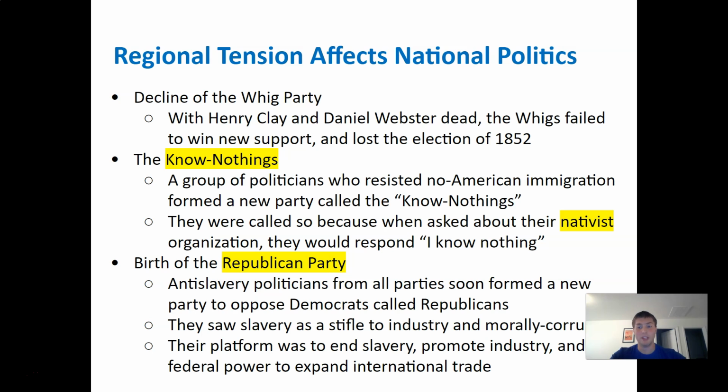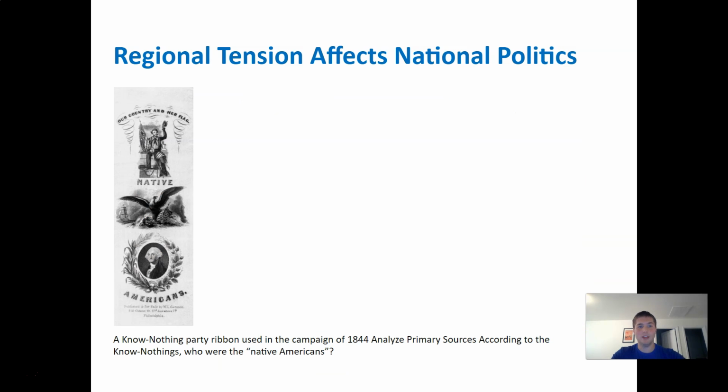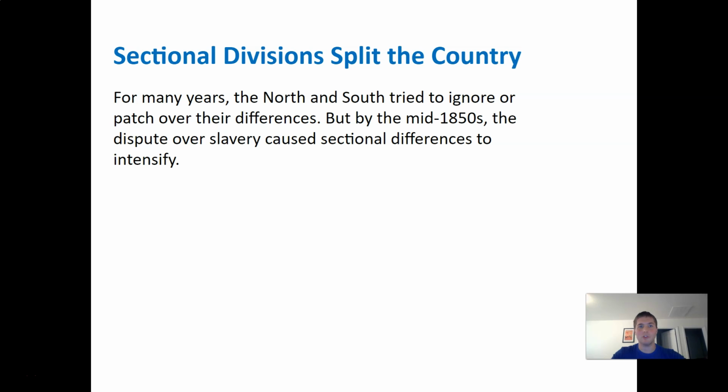Some other platforms that they have is to end slavery because it's stifling industry. It's stifling the individual worker and the American. And also with that, we need to be focusing our efforts on building industry, growing our capitalist society, and continuing to expand international trade. This is their platform. So this is still going to resonate in the Republican Party today. So with that said, let's go further into how some of these different events are going to continue to split the nation as we get closer and closer to 1860.